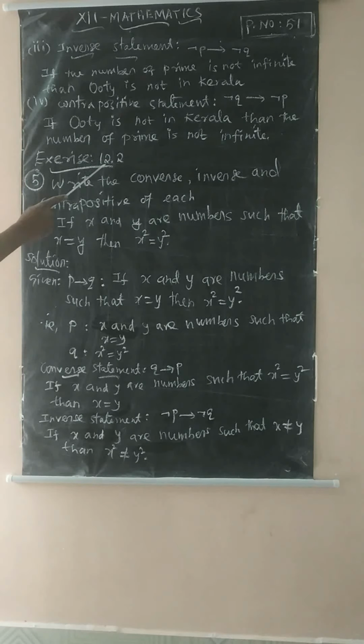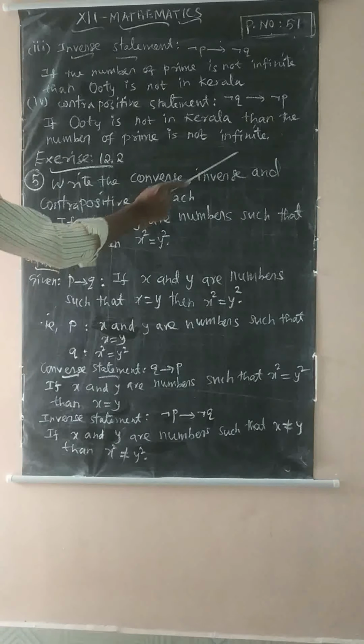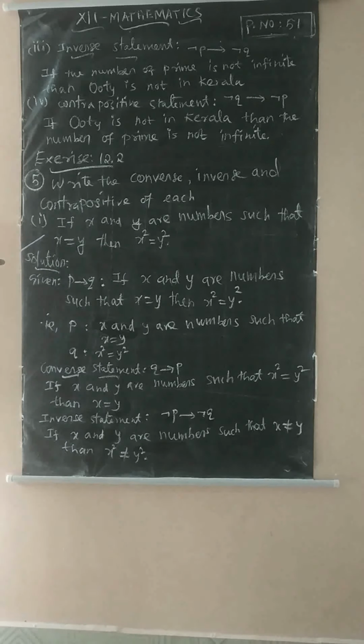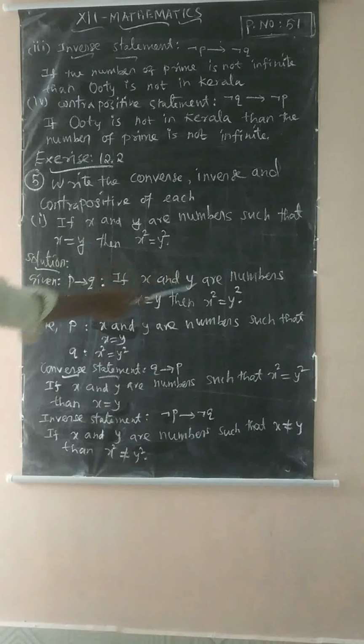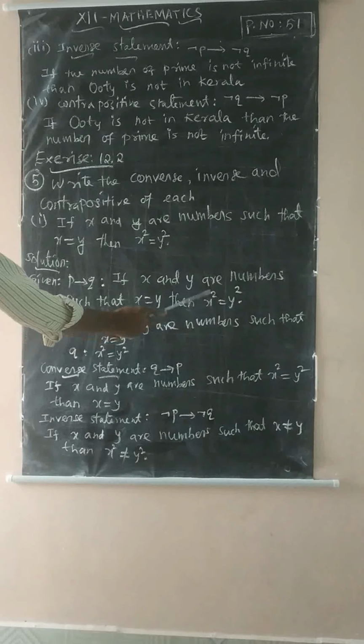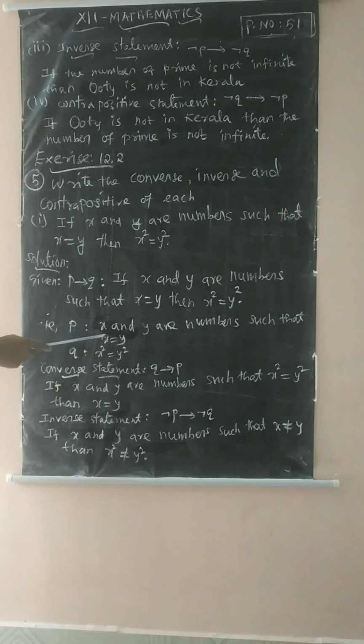Next we do exercise 12.2, fifth question. Write the converse, inverse and the contrapositive of each. First subdivision: if x and y are numbers such that x equal to y, then x square equal to y square. Write three statements. Solution given, that is if then, so therefore conditional statement P conditional to Q. P means x and y are numbers such that x equal to y. Q means x square equal to y square.